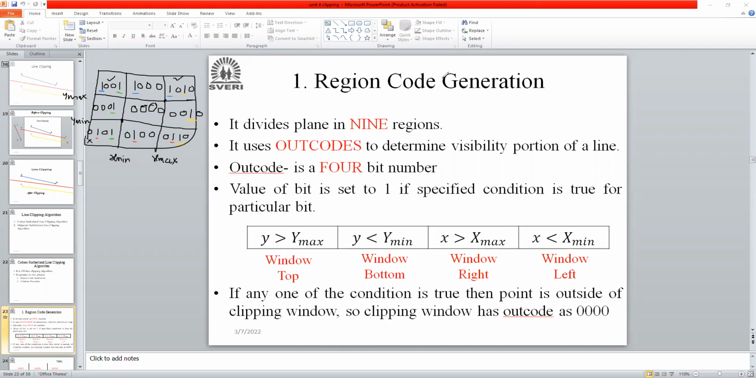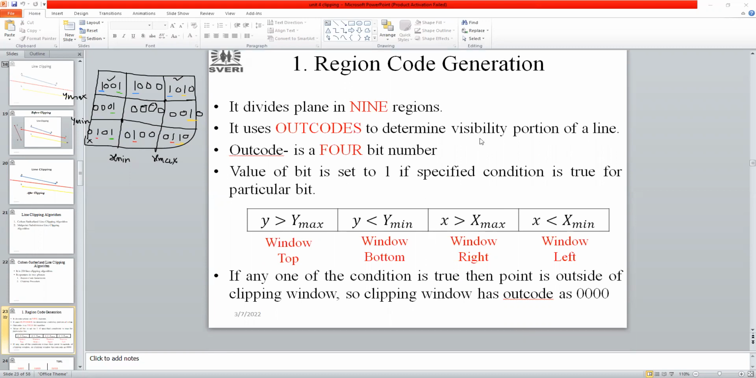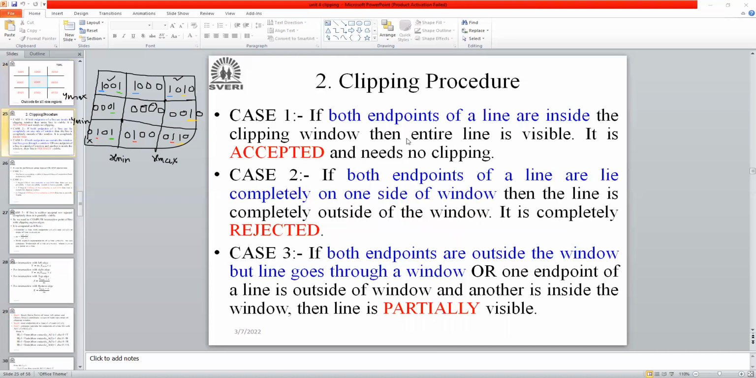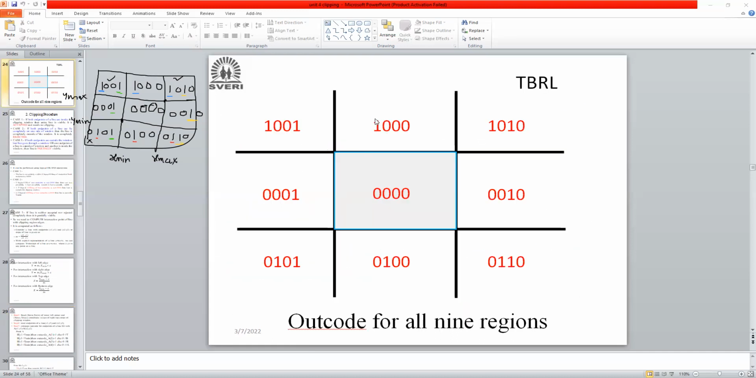After that, the second step is there. And what is the second step? So see here, the window codes that we have generated are the same. So in short, you have to remember this: TBRL. These are the 4 bits.